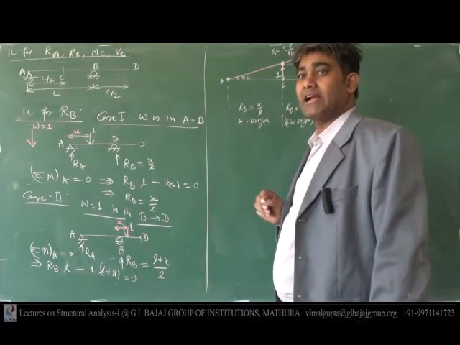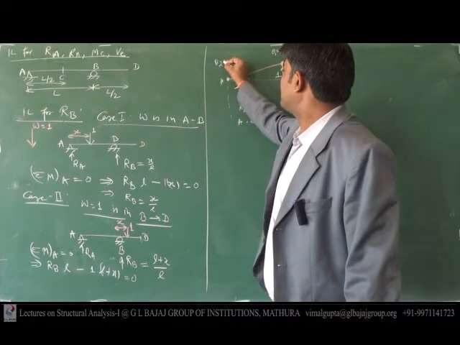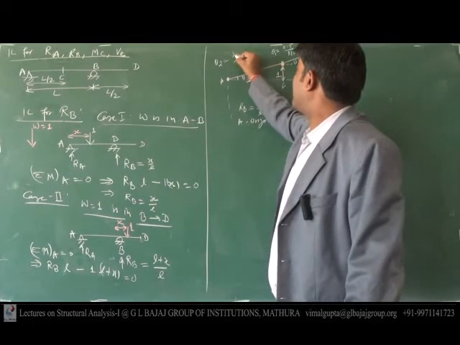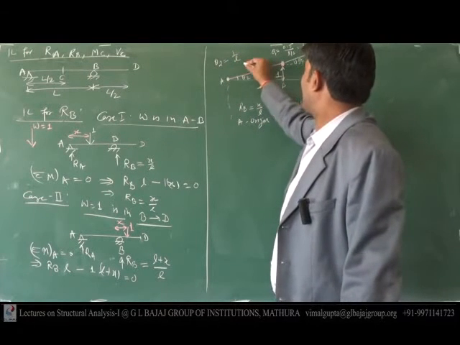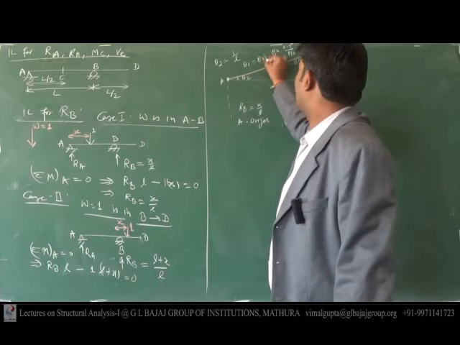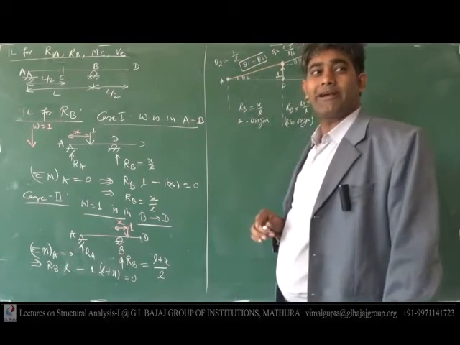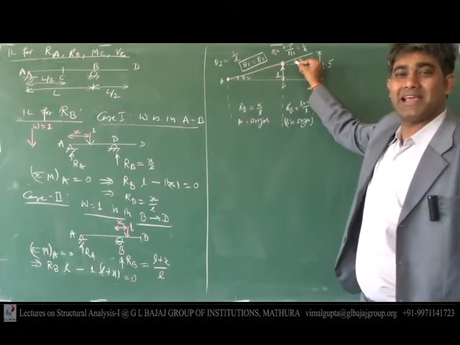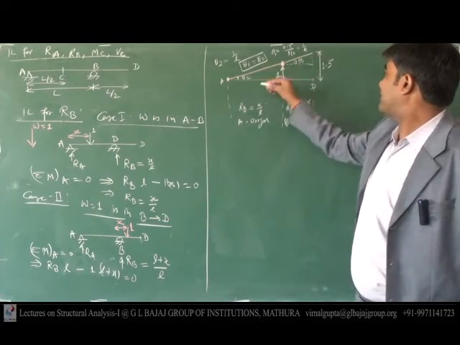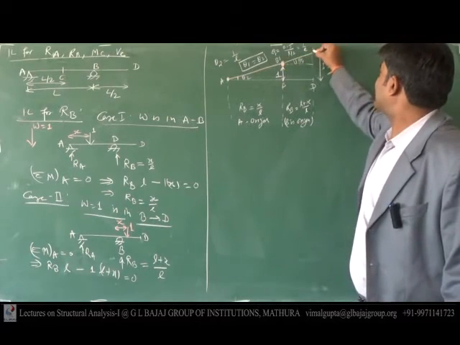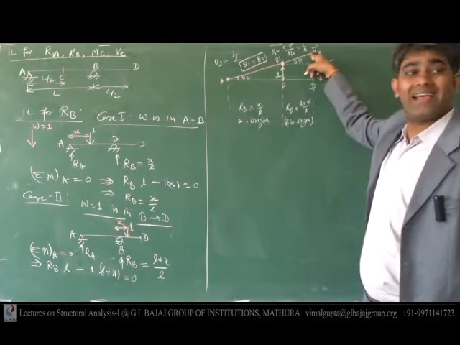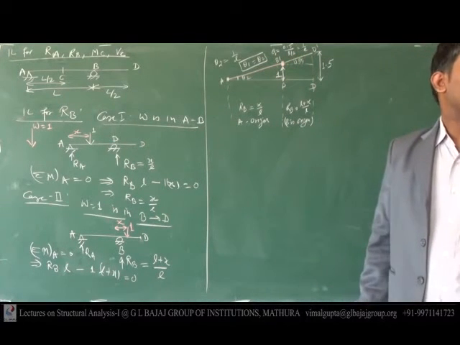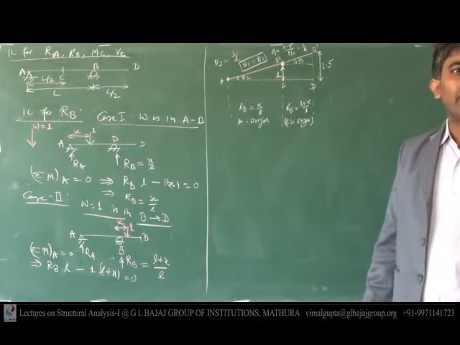Suppose this angle is theta 2. What is that value? Theta 2 equals 1 divided by L. So what we are getting here? Theta 1 equals theta 2. What does it mean? If this angle and this angle are the same, then if this point is B dash and this point is D dash, then A, B dash, D dash is a straight line. Got it, everybody?